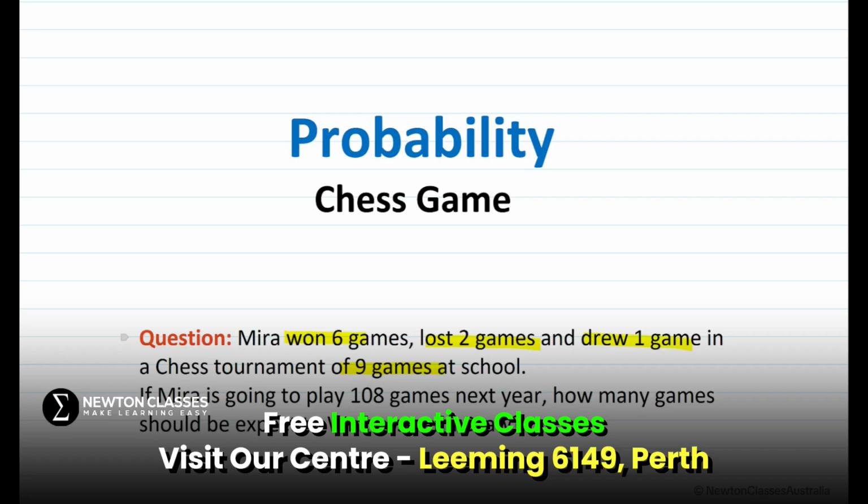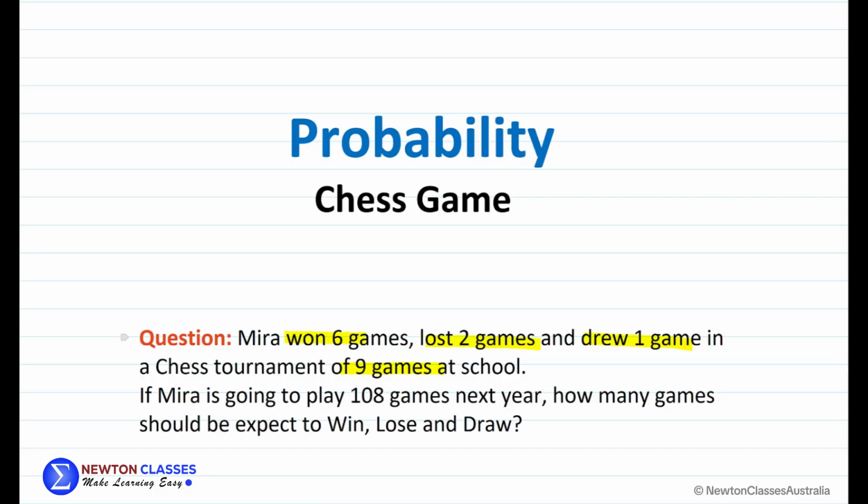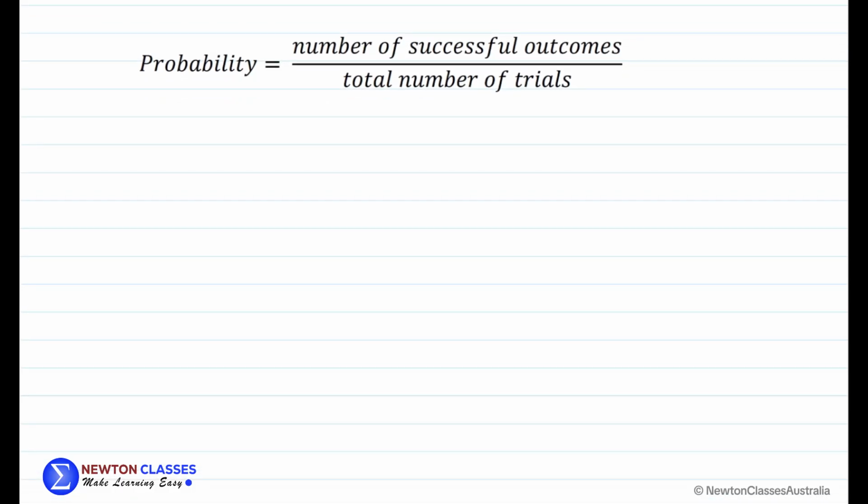Now let's say the plan for next year is that Meera is going to play a total of 108 games. That is the expected number of games Meera is going to play next year, and we have to work out the chances of winning, how many games Meera could lose, and what could be the chances of a draw. So let us see the basic formula first, and we'll try to solve this question with the simple concept of probability.